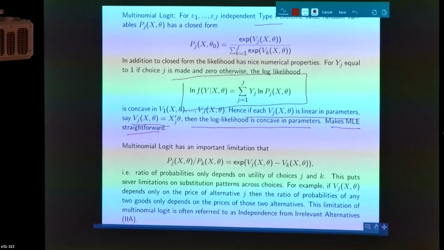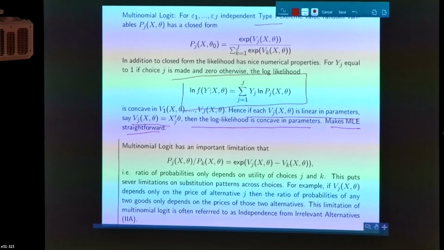The problem, a huge problem with this when we think about it as economic modeling, is that multinomial logit has this feature that if you look at the ratio of any two probabilities, they only depend on the utilities for those two alternatives. The denominator cancels out if you take the ratio. And so you start thinking about what the implications of that are for choice models of various kinds, and they're not very good. They're not very realistic.